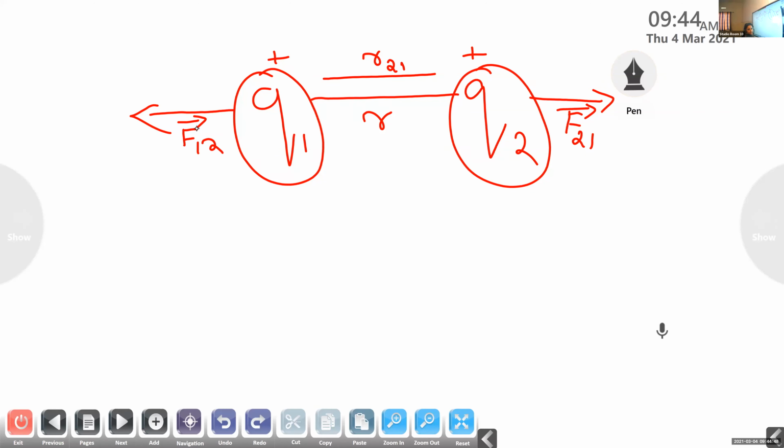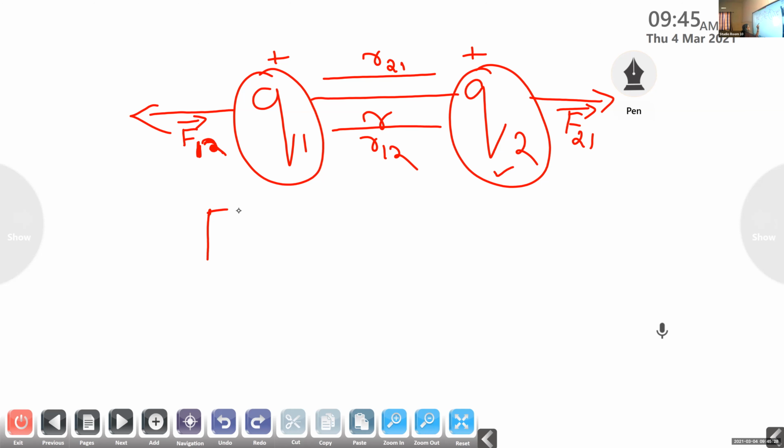Because force is a vector, we represent it with a vector sign. What does F12 indicate? It is the force exerted by the charge Q2 on Q1, or the force experienced by the charge Q1 due to charge Q2. Now we can see the effect of the force experienced by each charge. They are separated by a distance R12 here. So now we can find the force experienced by the charge Q2.